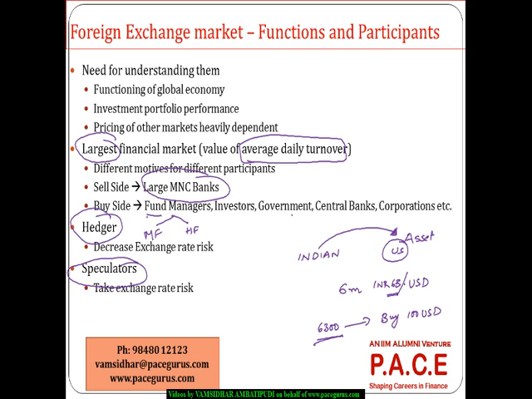Now, if they are forecasting that the USD is going to strengthen and go to INR 65 within 3 or 6 months, then after 6 months they are going to sell these 100 USD and get 6,500 rupees, right? So this is the typical speculator's role. He does not have any exposure to foreign exchange risk. He wants to take a risk, betting that the exchange rate is going to go up or down in the future.